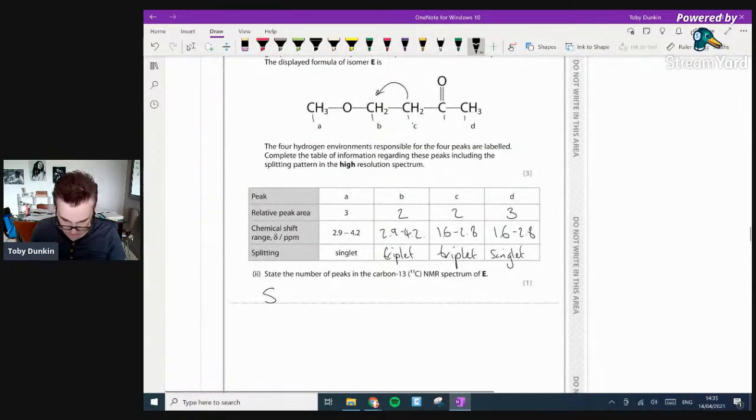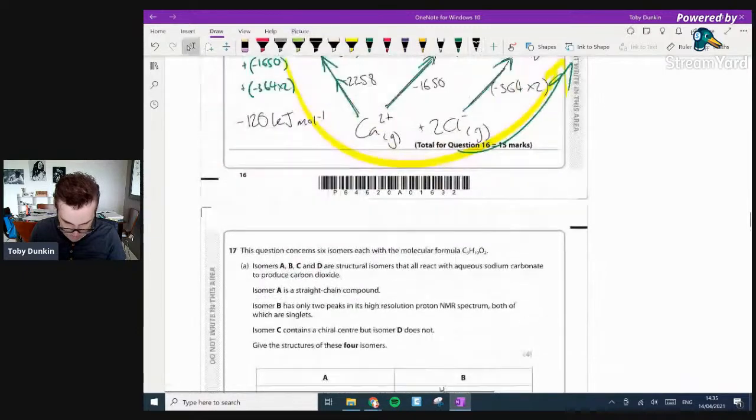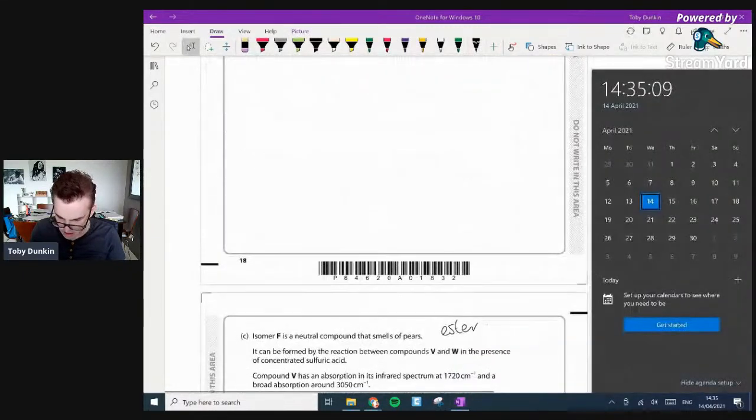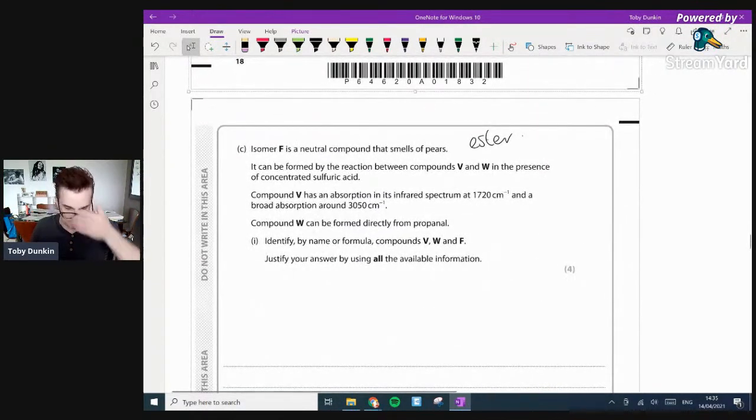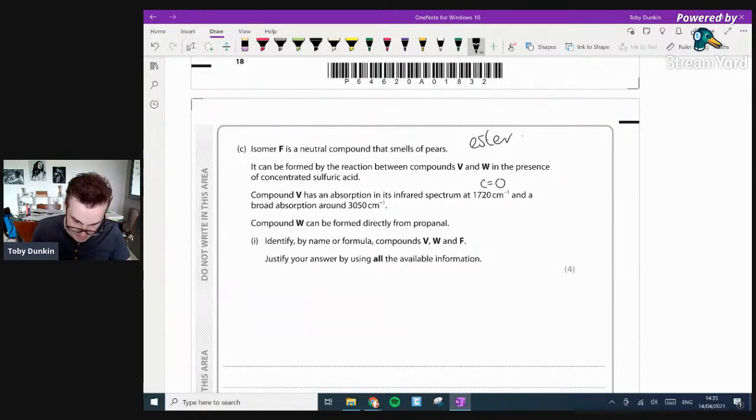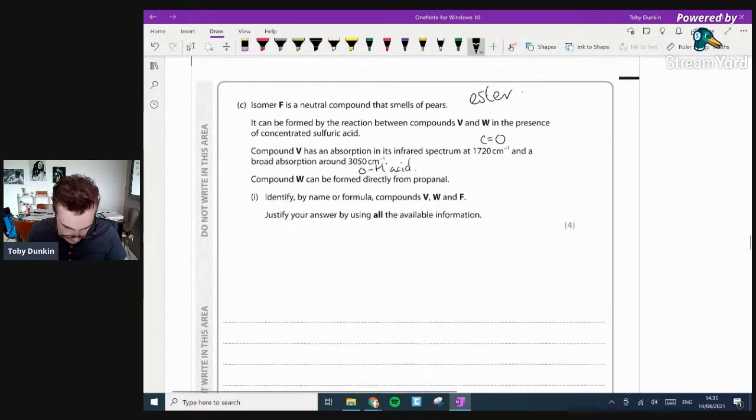V and W. Who's V and W? Nobody knows the trouble I've seen. Okay, from V and W in the presence of a catalyst. Compound V has an absorption at 1720, that's C double bond O, and a broad absorption, so that's going to be OH acid. So V is the acid. Compound W can be formed directly from propanal, with lithium tetrahydroaluminate, reducing it back to the primary alcohol.